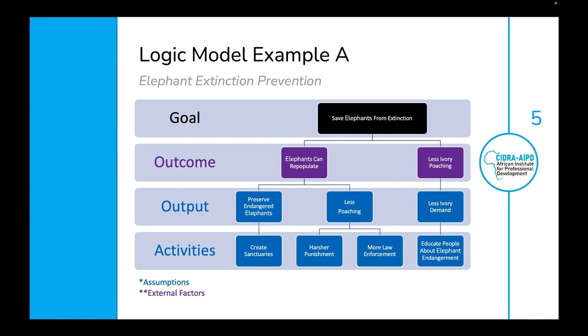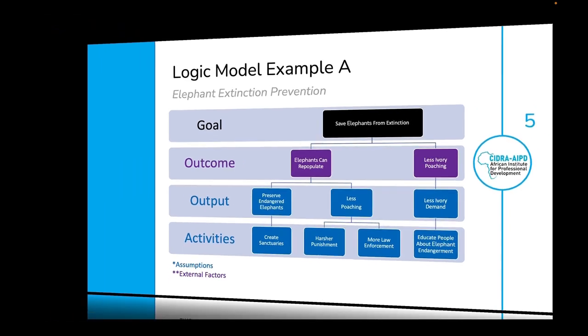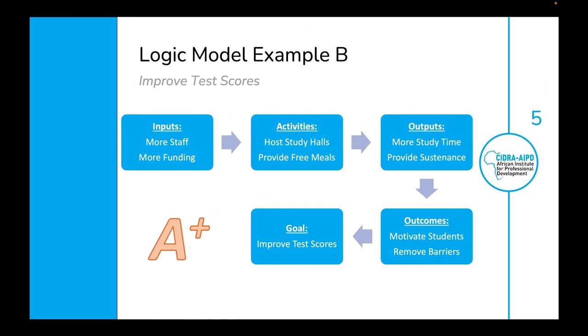So if we're just looking at all of these factors in this model, we have assumptions, we have external factors, and then we have the goal at hand. What are assumptions? It's what you expect to be true. What are external factors? Things that you can't control, but that you would like to happen based on your assumptions. So that's just one example of a logic model.